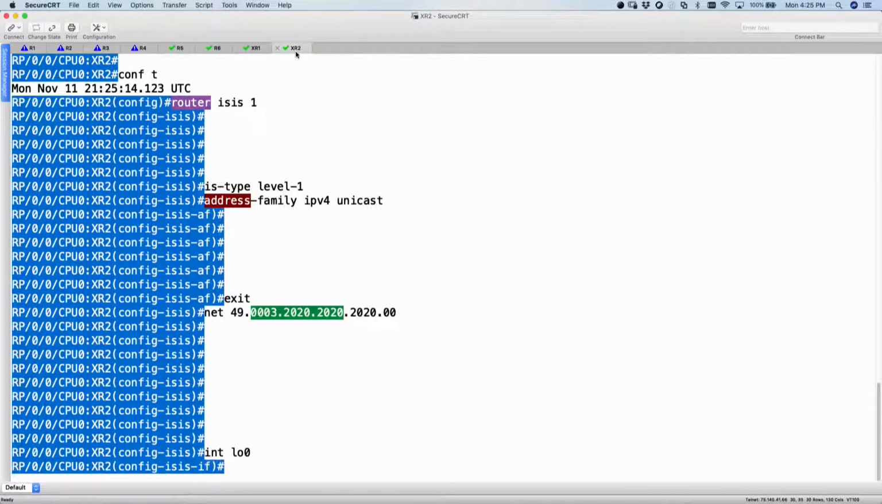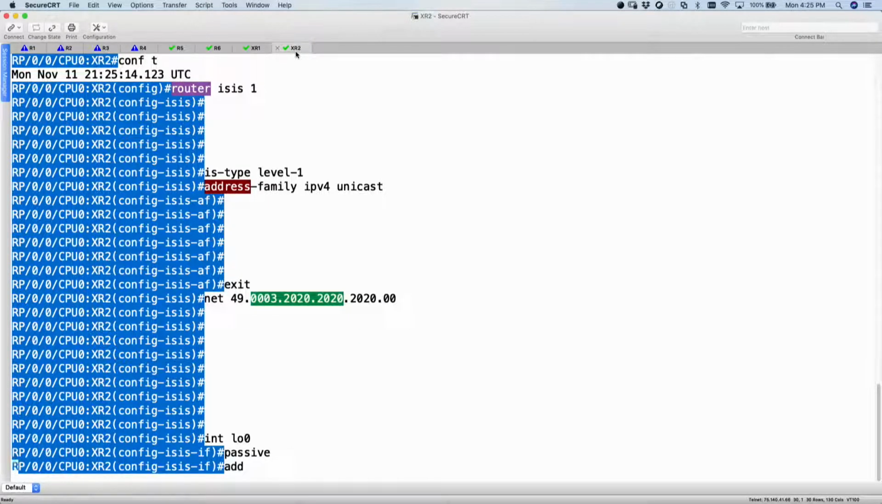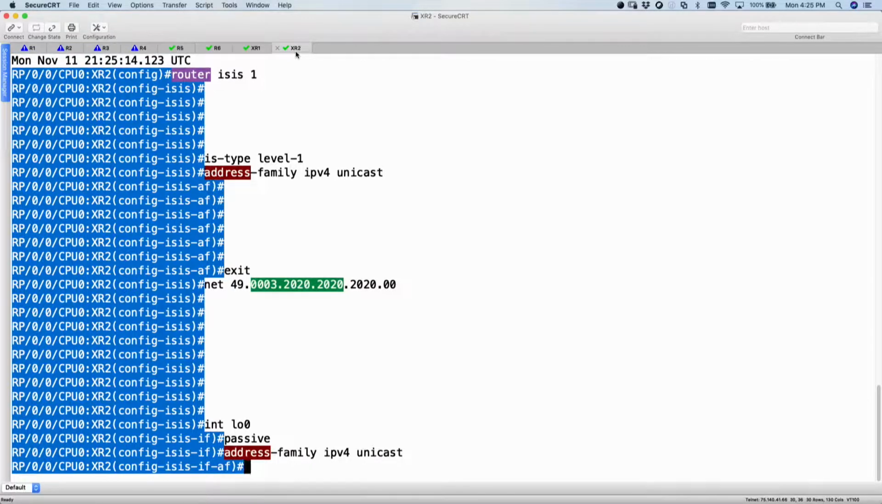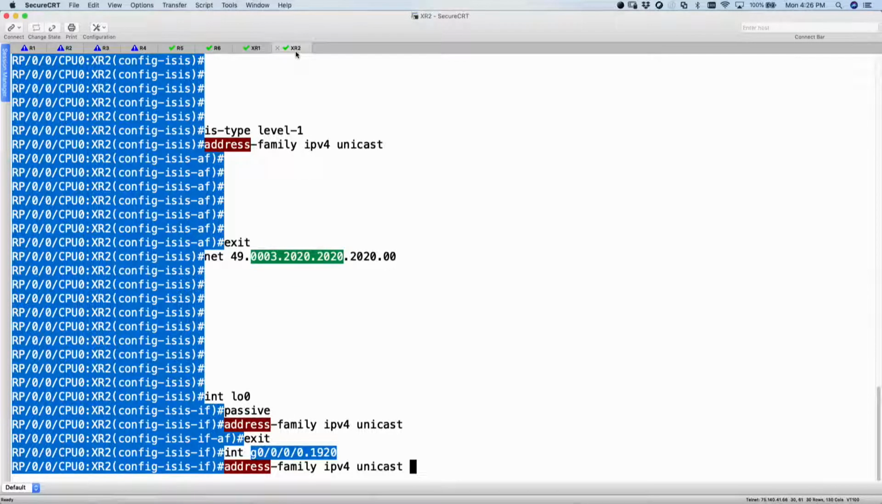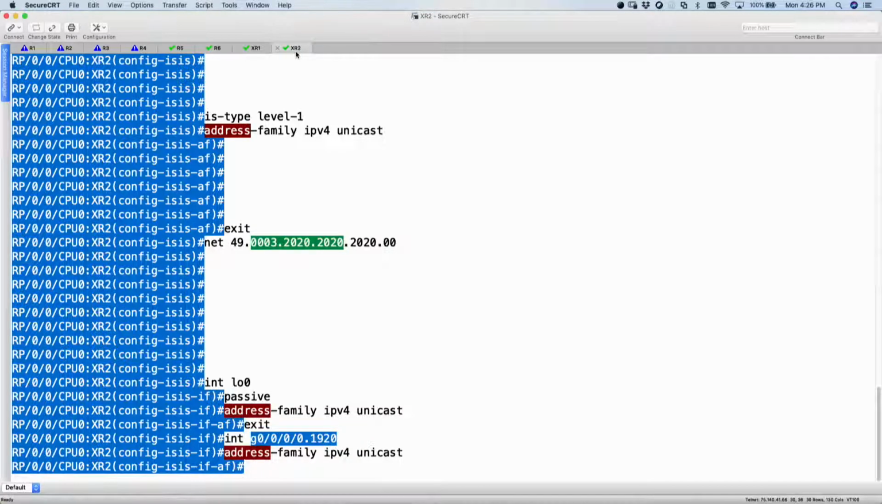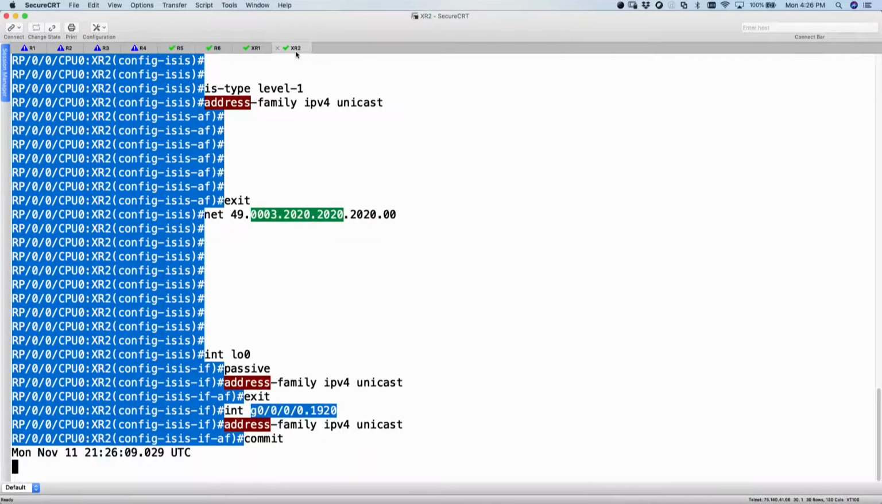Interface loopback 0 passive, and address family IPv4 unicast should be activated. Similarly, for my other interface, which is towards XR1, I would give gig 0/0/0/0.1920, address family IPv4. I don't need to give the circuit type because globally I've changed that to level 1. Let's do a commit and verify if the adjacency between my XR1 and XR2 comes up.